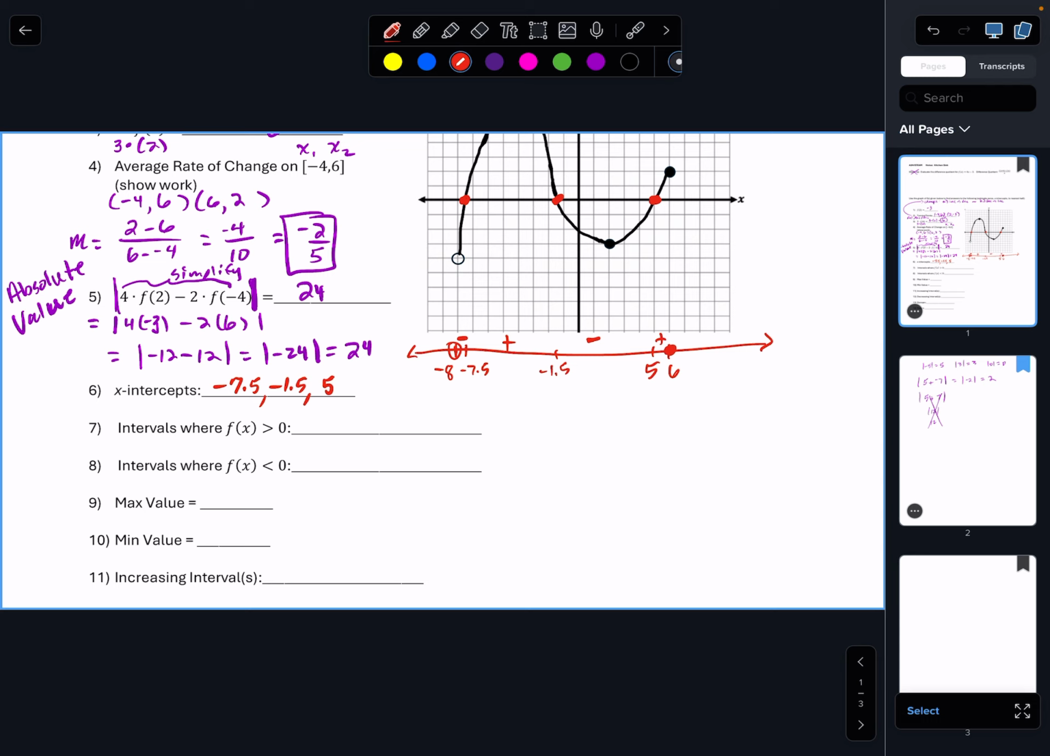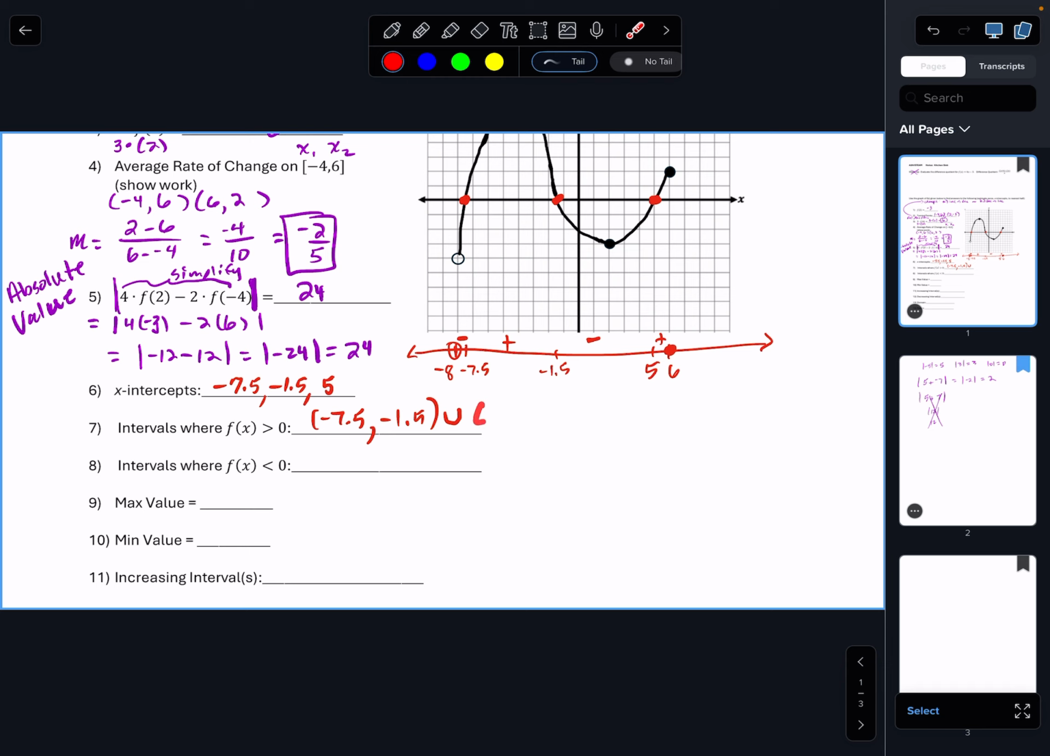So in number 7, the intervals where the function is positive. Well, that is from negative 7.5 to negative 1.5. And these are intervals, so we're going to use the union symbol. And by the way, we have parentheses because at the x-intercepts, this function is not positive, it is 0. A height of 0 is not a positive or a negative number. So we never include x-intercepts when we are doing intervals of positive and negative.